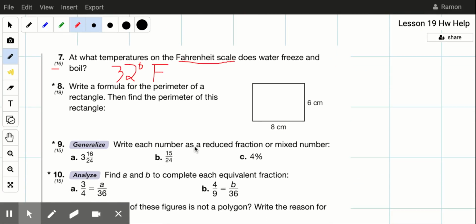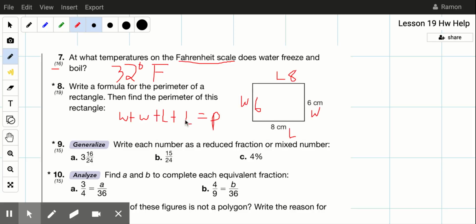19, write a formula for the perimeter of a rectangle, then find the perimeter of this rectangle. So to find the perimeter of the rectangle, we have to take all the sides and add them up, right? So the formula here would be width plus length plus width plus length. And the sum of the 4 sides is equal to the perimeter. So to find the perimeter of this rectangle, you'll see that the opposite sides have the same value.